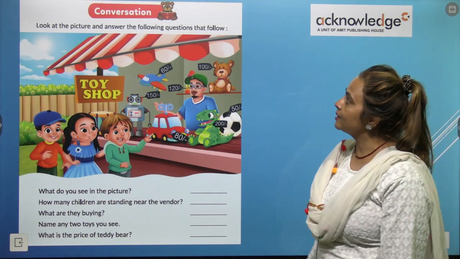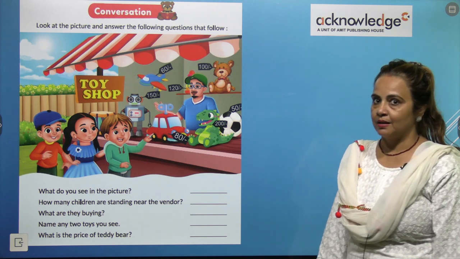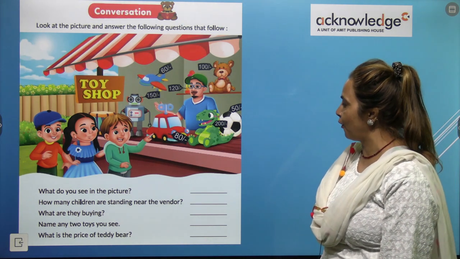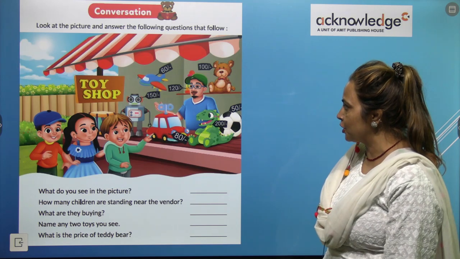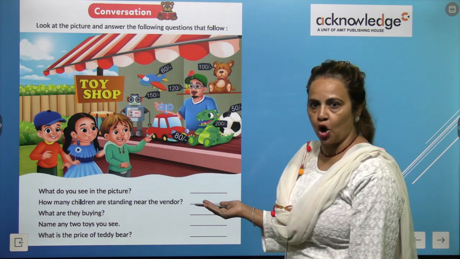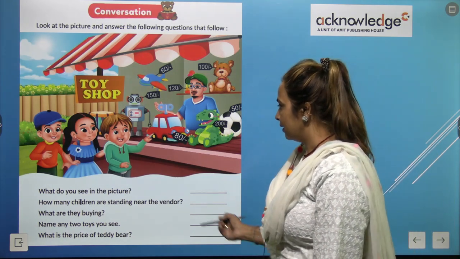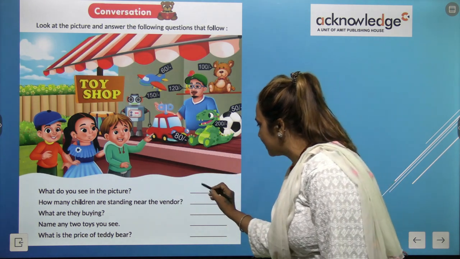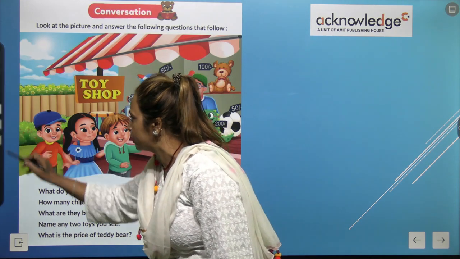So now this is a conversation. Look at the picture and answer the following questions. What do you see in the picture? This is a toy shop. We see there are so many children. What do you see in the picture? So many toys. We see so many toys in the picture, children.